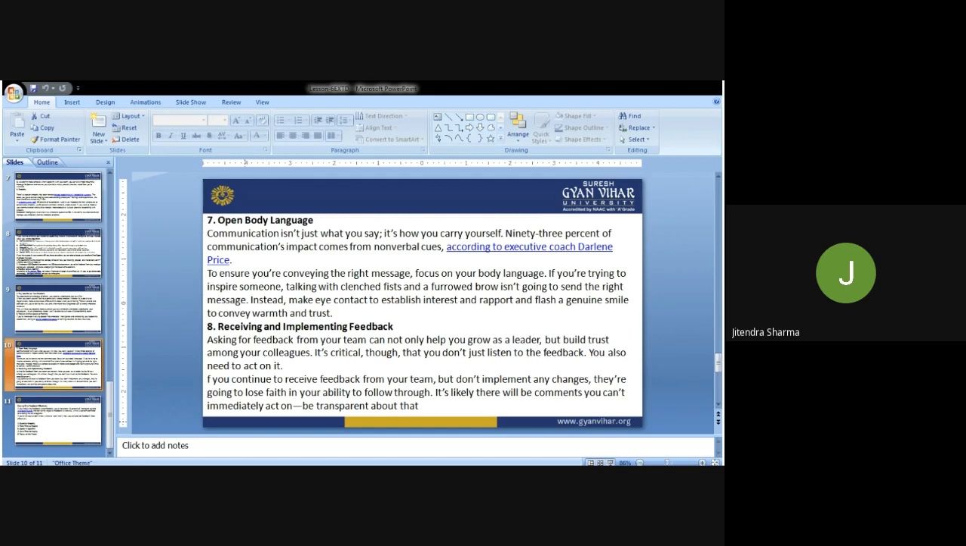If you continue to receive feedback from your team but don't implement any changes, they are going to lose faith in your ability to follow through. It is likely there will be comments you can't act on immediately. That is very important: until you go through the understanding, conclusion and analysis, you cannot have a final understanding about the feedback. Till then, just tell them: I have received your feedback, thank you very much, I'll let you know very soon. That will give you the time to process and conclude in what way you want to respond to the feedback you have in your hand.